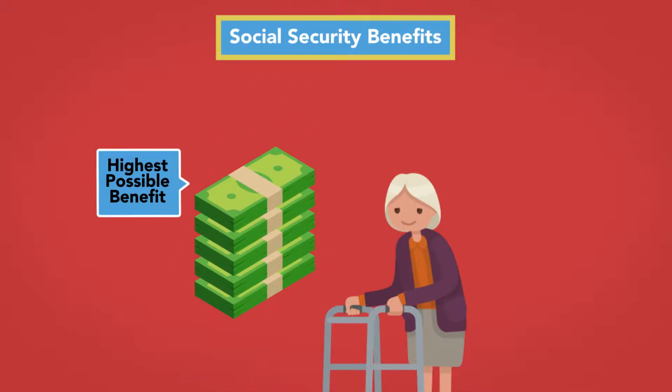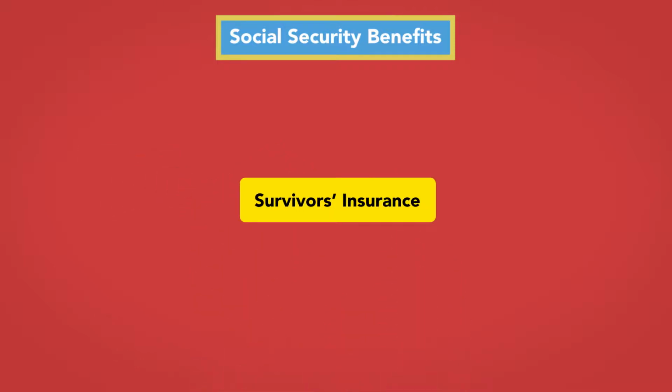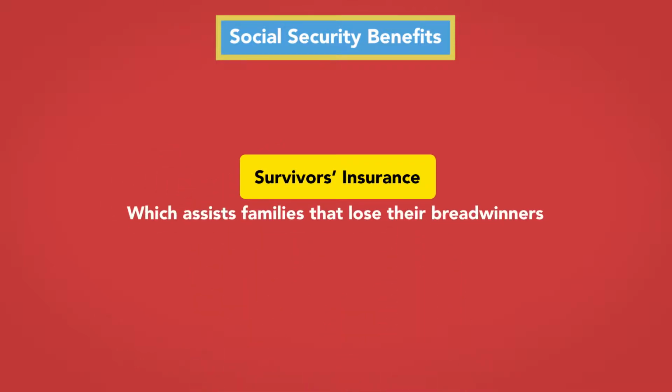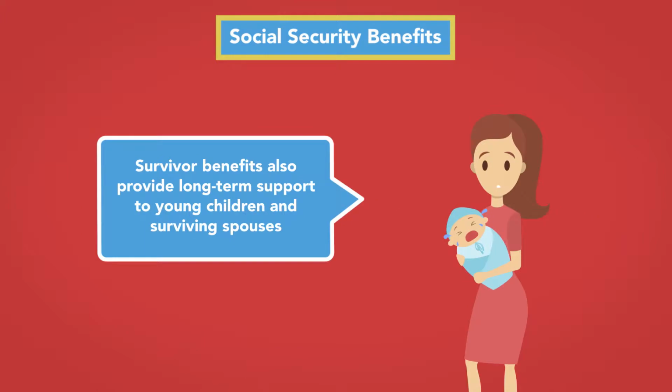The second component of Social Security is survivor's insurance, which assists families that lose their breadwinners. Survivor benefits also provide long-term support to young children and surviving spouses.